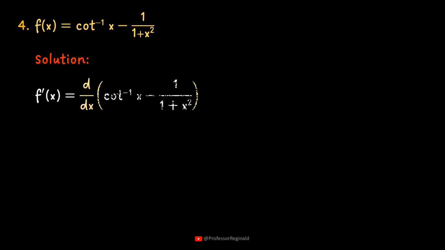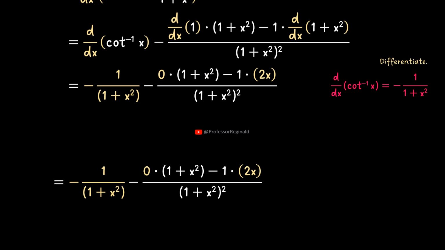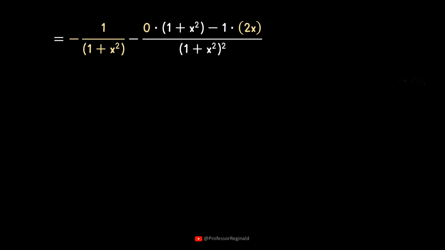Number 4. f of x equals the inverse cotangent of x minus 1 over the quantity 1 plus x squared. Solution. f prime of x is the derivative of f with respect to x. Apply the quotient rule. And then, differentiate using basic differentiation and inverse trigonometric function rules. Simplify the derivative.